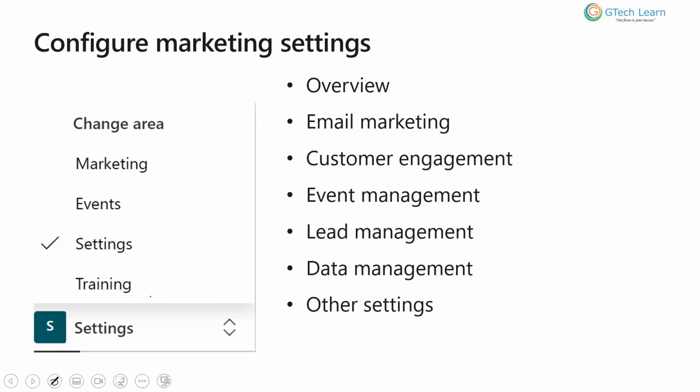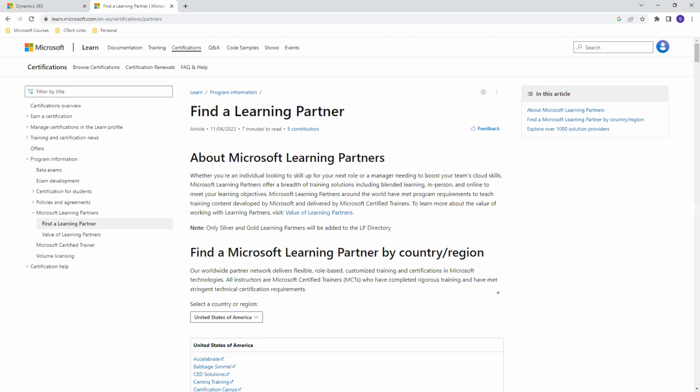In the marketing settings, we have different categories of settings: the overview area, the email marketing settings, the customer engagement settings, the event management settings, the lead management settings, the data management settings, and some other settings. If you wanted to read about those topics and what kind of settings fall under these categories, I can show you the same thing on my own.